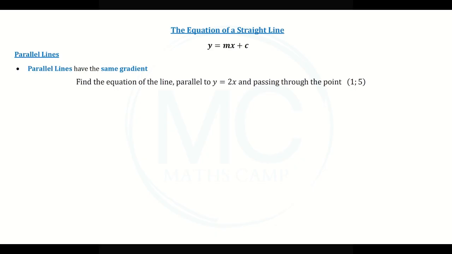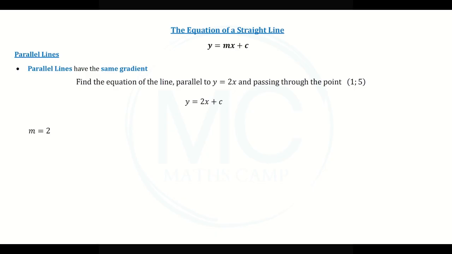m gives us the gradient of the line, and m is always the coefficient of x. This line has an m value of 2, so the gradient of this line is 2. We are trying to find the equation of the line parallel to y is equal to 2x. So our line will have a gradient of 2, which means that m is equal to 2. From this, we can see that the equation of the line we are trying to find will be y is equal to 2x plus c. Now we need to find the value of c.